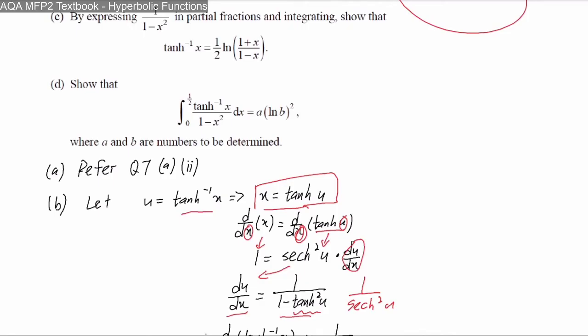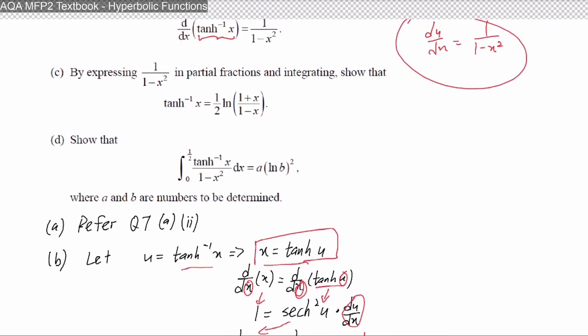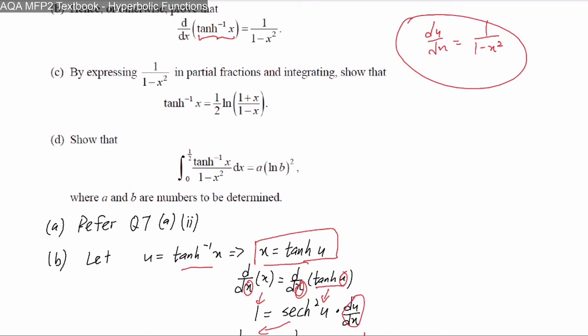For the third part, part C: by expressing 1 over 1 minus x squared in partial fractions and integrating, show that arctanh x is equal to half ln of (1 plus x) over (1 minus x). This result is actually obtained by using the second part. What we need to do is integrate both sides. The left hand side will become only arctanh, so arctanh can be written as the integral of 1 over 1 minus x squared.